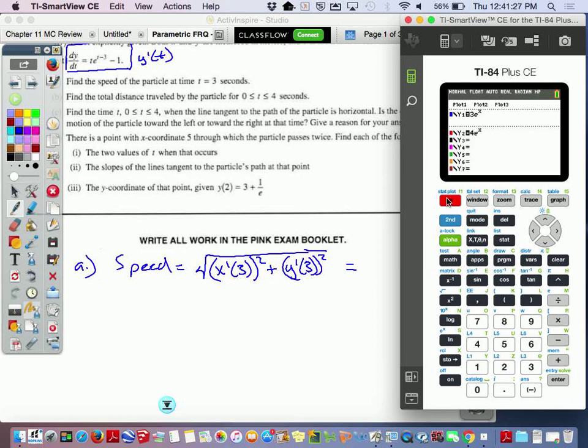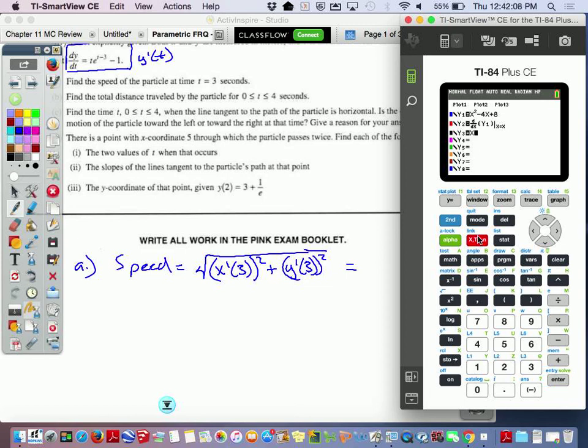Now, when I go to y equals, I'm going to plug in my x equation. So that's x squared minus 4x plus 8. And then I'm going to need the derivative for this equation. So I'm going to put in y2, and I'm going to have that be the derivative of y1. So I'm going to do math 8, x, and then here I put y1, evaluate it at x.